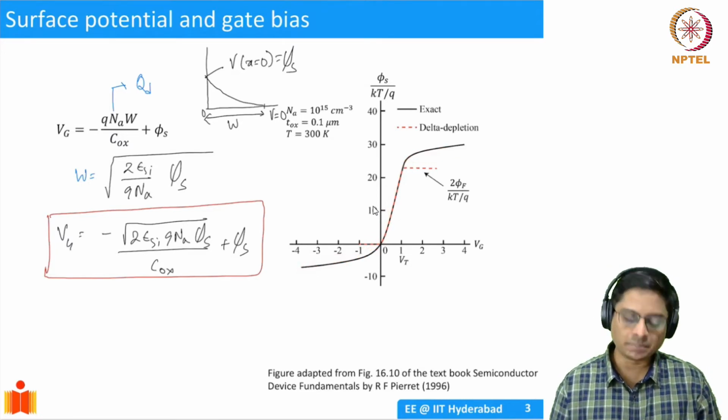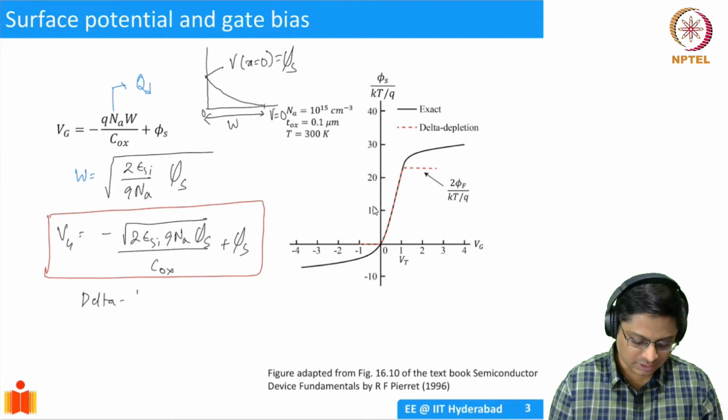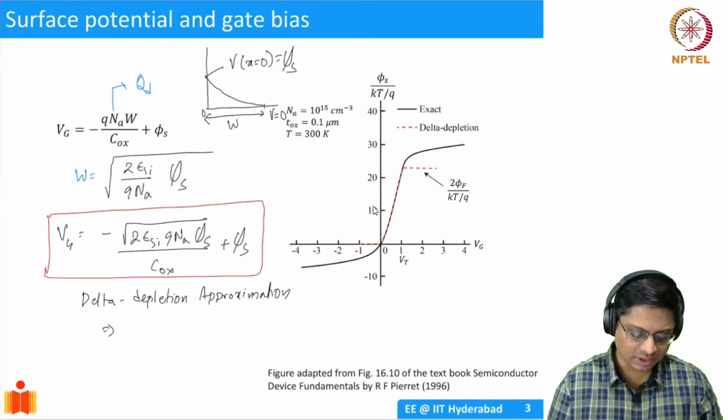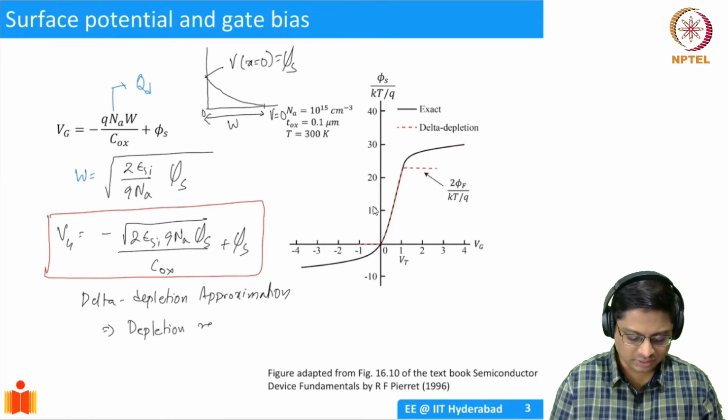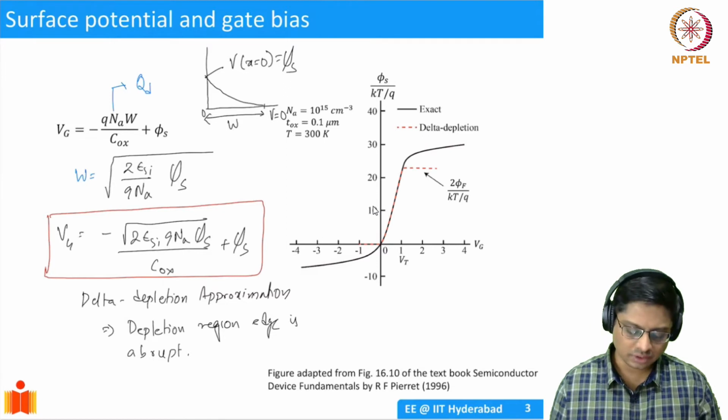But if you did the simple delta depletion approximation, this we called the delta depletion approximation, it essentially means your depletion region edge is abrupt. It's not a smeared out depletion charge.